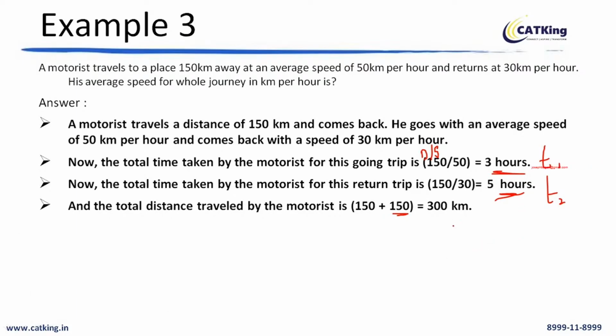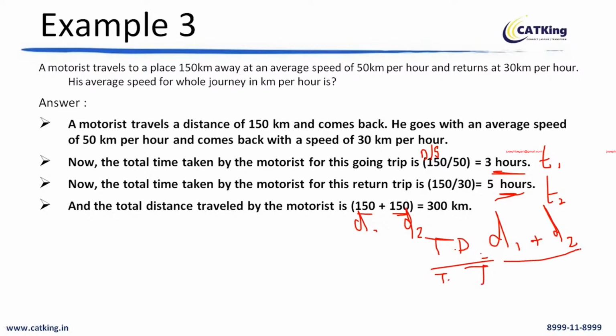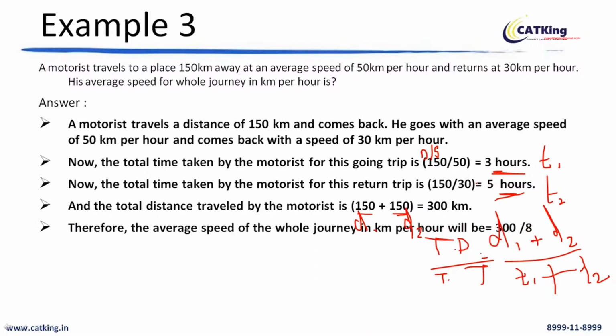So what is your total distance? Okay, let's assume this as D1. If this is D1, this is D2. Total distance is D1 plus D2. Total distance upon total time is the formula for average speed. Total time will be how much? Time 1 plus time 2. I hope this is very simple. There's a very big formula for this, and I don't think it will be very useful to you. I think this is a very simple concept. Total distance upon total time.